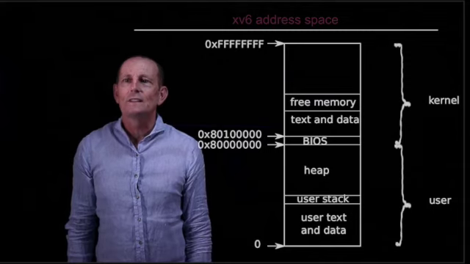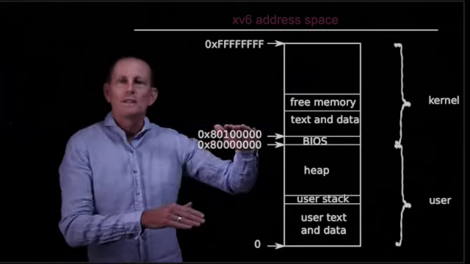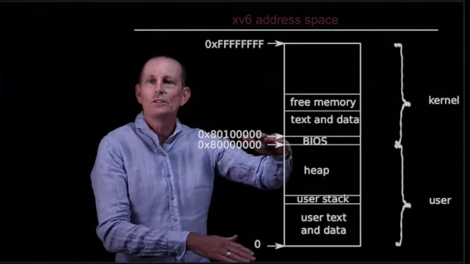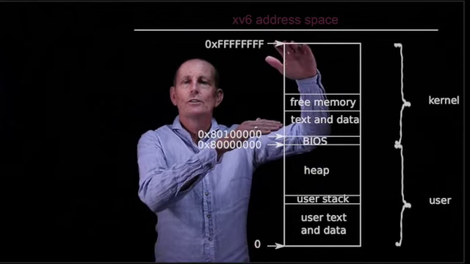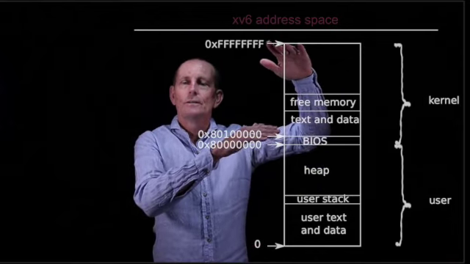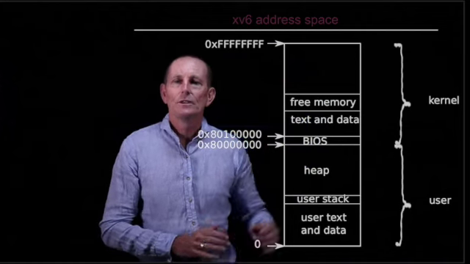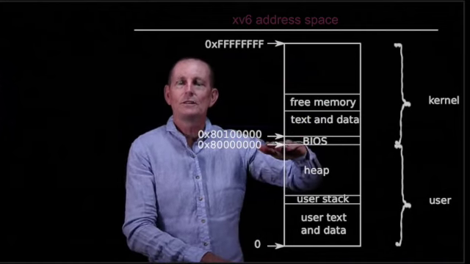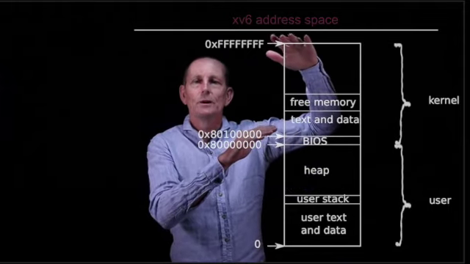Let's talk now about the Xv6 address space. So the Xv6 address space is broken up. We have basically user mode is the first half of the address space, and then the kernel is reserved for the top half of the address space. So page tables are set up so that this is accessible in user mode and this is only accessible in kernel mode.